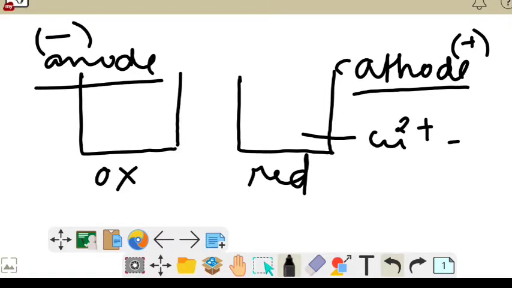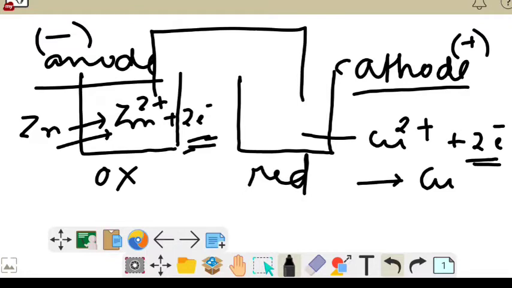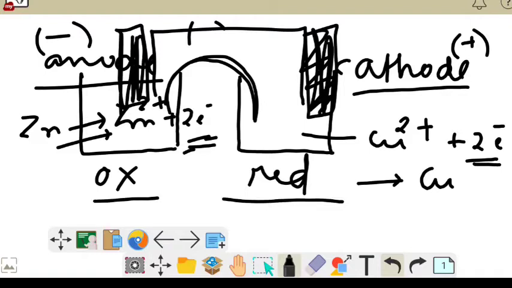Here what was the reaction? Cu2+ was getting reduced. It was converting to Cu. Here, Zn was converted to Zn2+. It was releasing 2 electrons. So these electrons were taken up by copper, because there is a connection with a wire attached with a voltmeter and a battery, and here a salt bridge was there. So here was the zinc electrode and here the copper electrode. Here reduction and here oxidation, right?